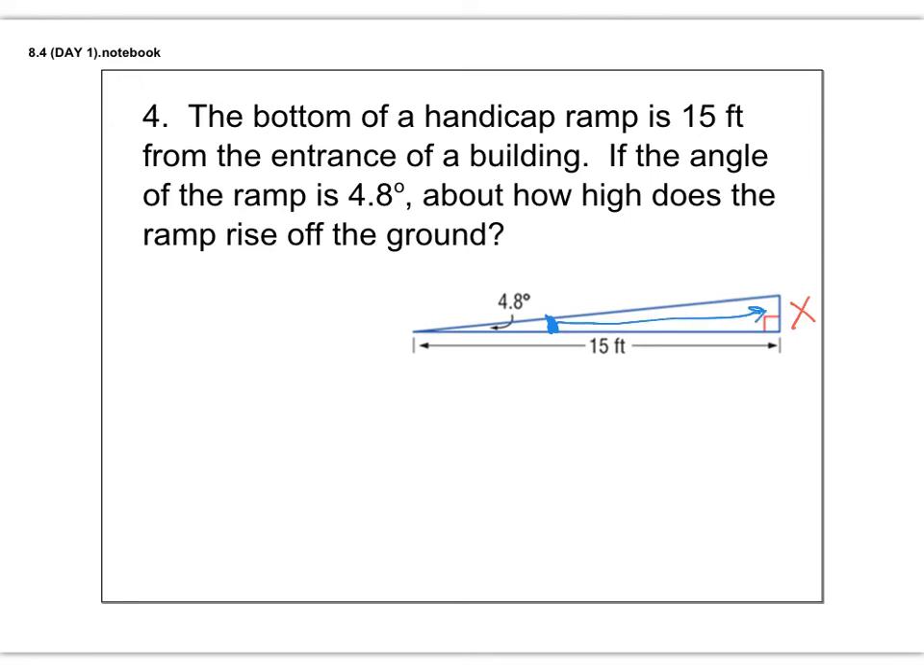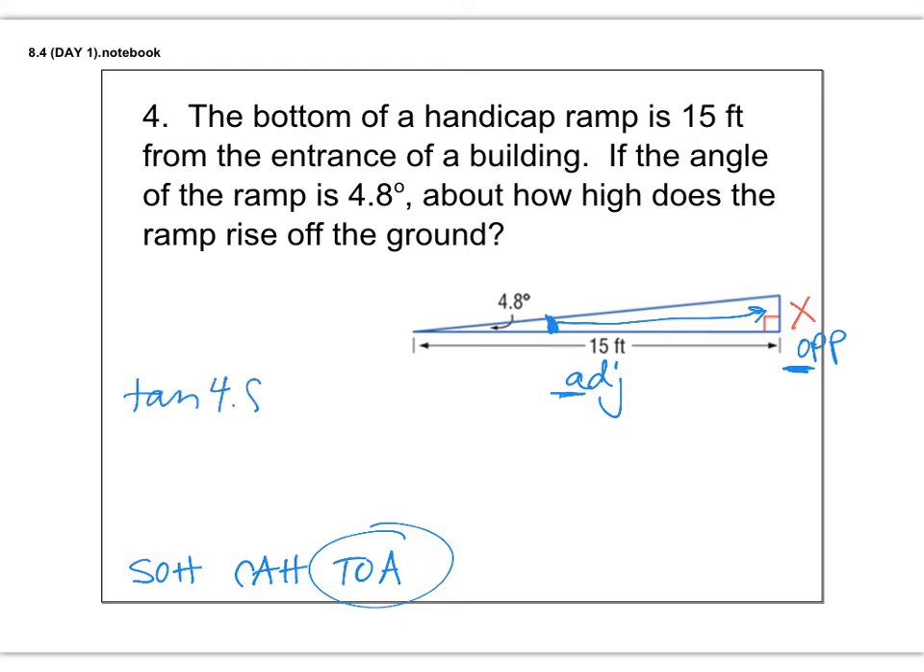One of the sides we are working with is opposite of that angle. The other side is the 15 feet. So you have to decide, is the 15 adjacent or hypotenuse? In this case, it is the adjacent side. Think about SOHCAHTOA and choose the ratio that has the O and the A. TOA has the O and the A. So we're going to do tangent of 4.8 degrees equals opposite over adjacent.